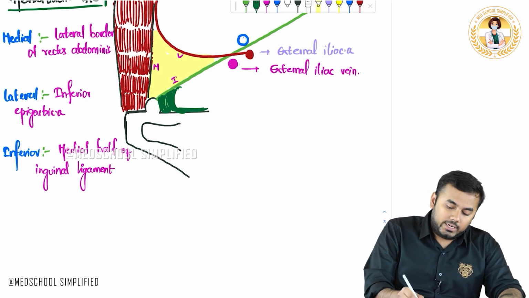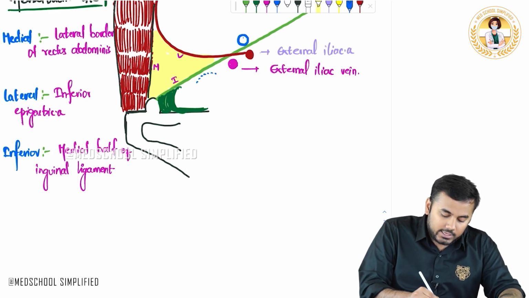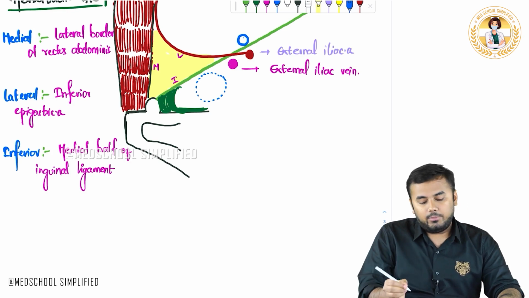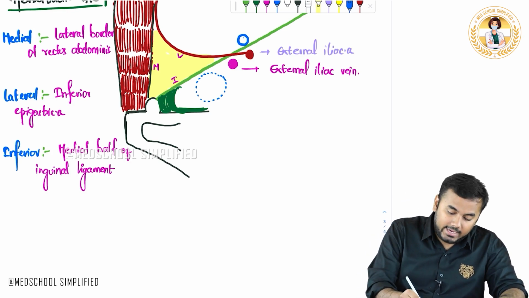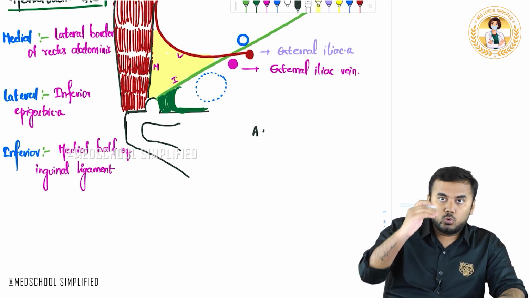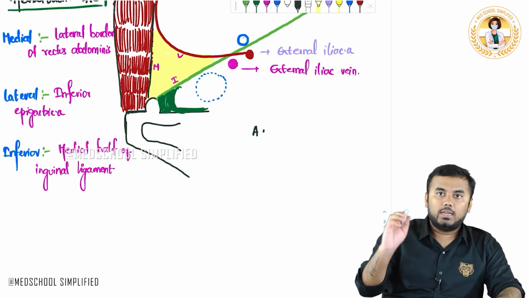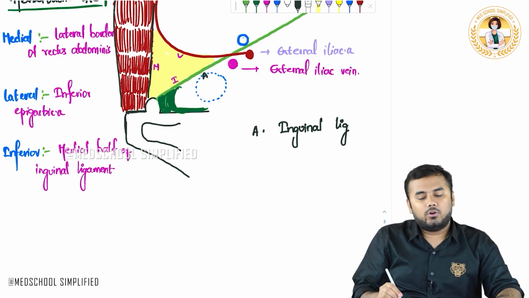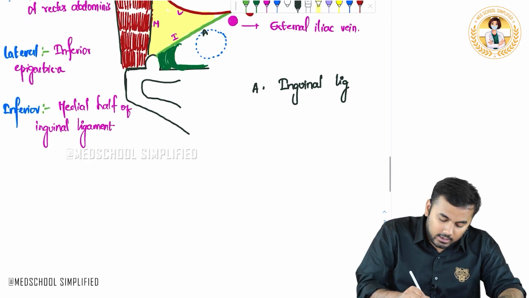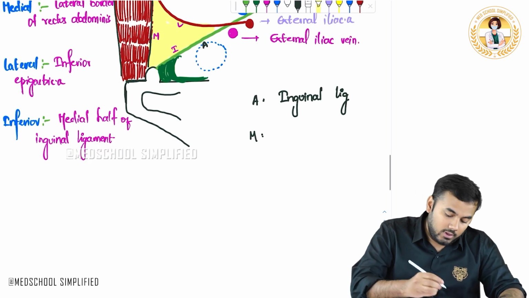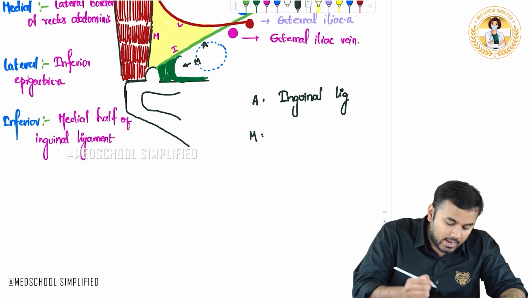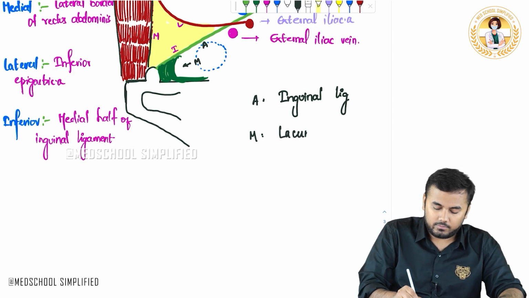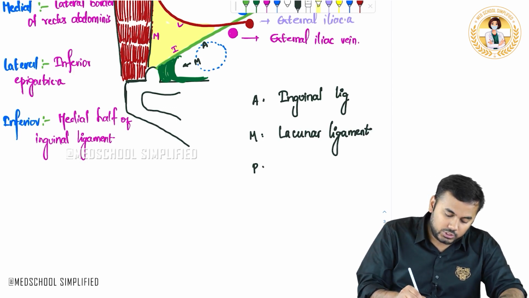Right. Now, for example, if I am drawing a ring over here, a structure over here, tell me what are the borders of this structure. See, anterior, that is, the upper one. Anterior to this, you have got inguinal ligament. And after this anterior end, look at the medial end. Medially, what do you have? Lacunar ligament. Right?